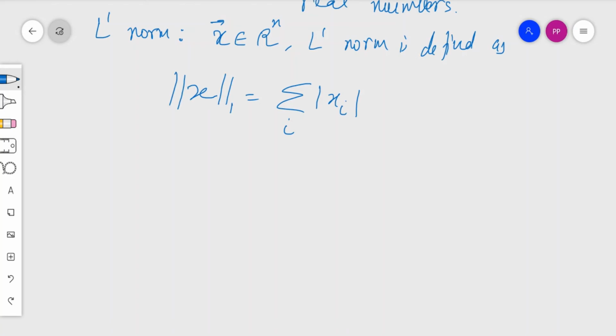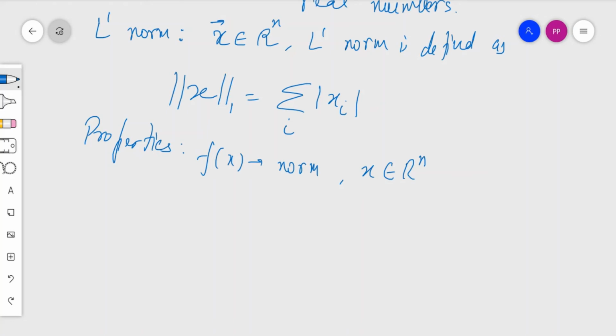So with this definition, let us see what are the different properties to be used while treating norms. Properties: suppose we define f(x) as a norm. f(x) is a norm on a vector x, where x is an element of R^n.